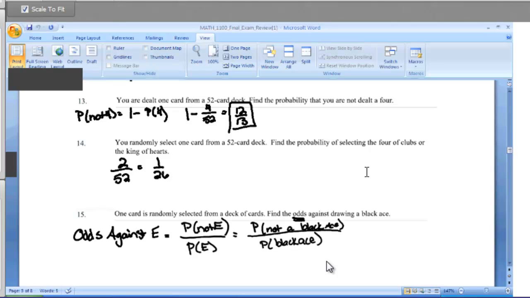Well, there are 2 black aces in the deck. So the probability of drawing a black ace is going to be 2 out of 52. And the probability of not drawing a black ace is going to be 50 out of 52. And whenever we reduce all that down, we end up getting 50 over 2, which is 25 over 1. Or that can be written 25 to 1.